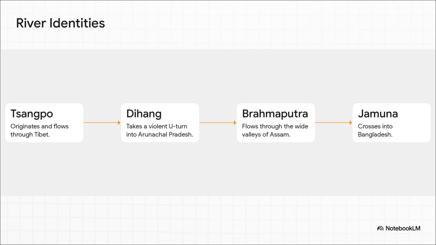Step 1. It starts in Tibet as the Tsangpo, flowing parallel to the Himalayas. Then, Step 2, it smashes into the Namcha Barwa mountain, taking this violent U-turn into India as the Dihang. As it hits the wide valleys of Assam in Step 3, it becomes the mighty Brahmaputra. And finally, Step 4, as it crosses into Bangladesh, it changes its name one last time to the Jamuna. It doesn't just flow through regions, it literally absorbs their cultural geography as it goes.